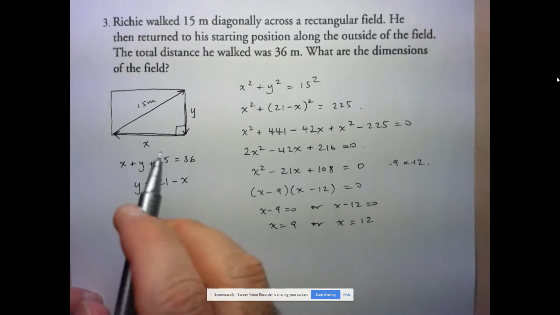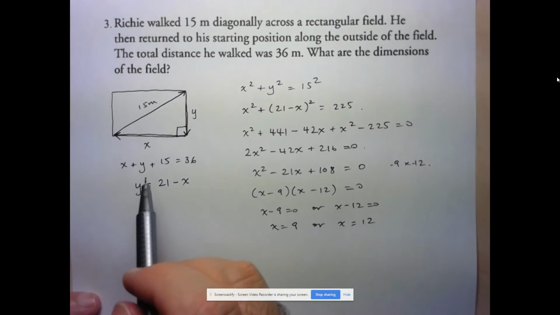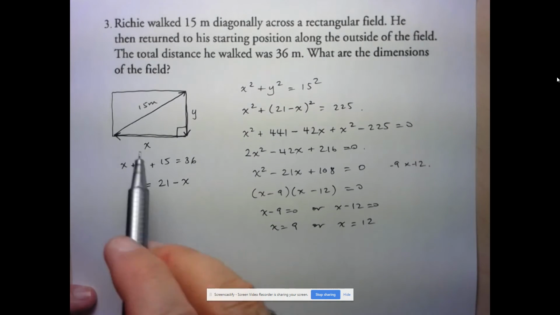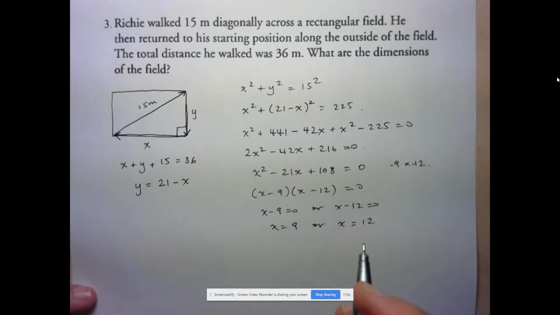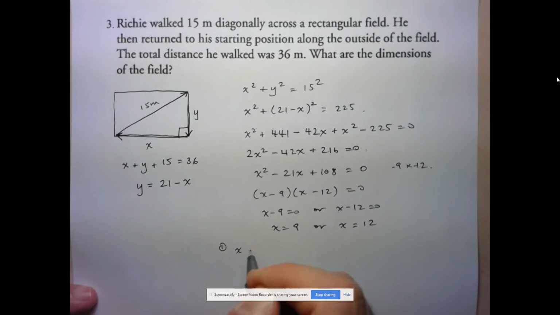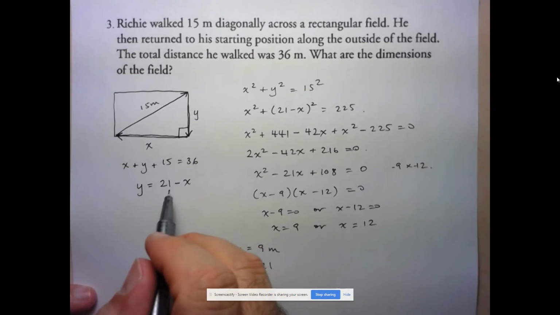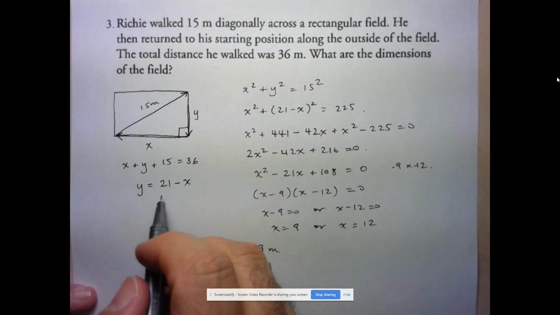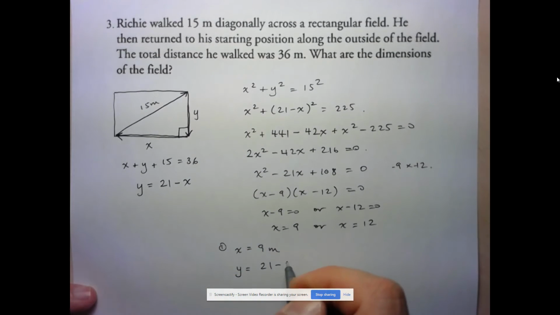Okay, so we've got two possible values for x, so it could be that we just have two possible rectangles that will satisfy these conditions. Okay, so we want the dimensions. So the dimensions are length and width. So the length here for the first one would be x equals 9 meters, and then y is equal to 21 minus x. So now I can substitute this back into one of the equations. I might as well substitute it into the easier equation, 21 minus 9, and that's 12 meters.